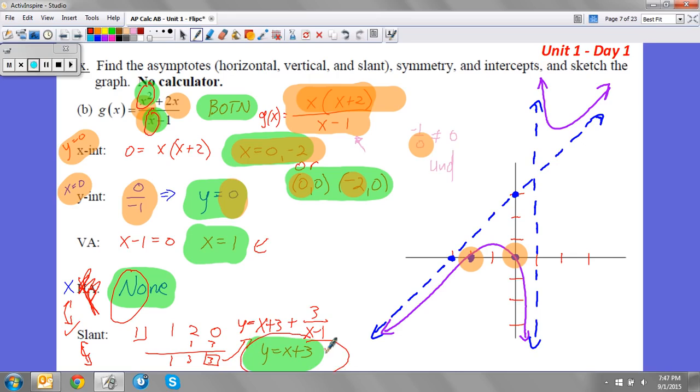Now, some people were asking me, if I were to do synthetic division, and I'm looking at basically dividing so I can get the coefficient, here I'm taking x squared, the coefficient of x squared is 1, the coefficient of 2x is 2, positive 2, and I have no constant term, so I'll put 0.